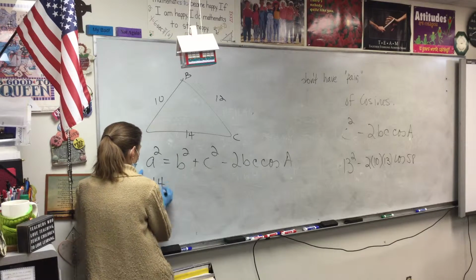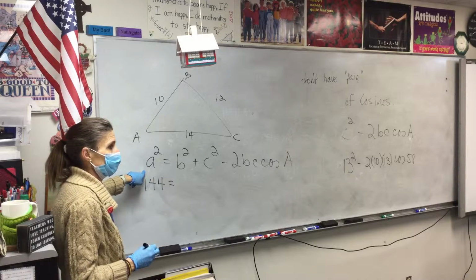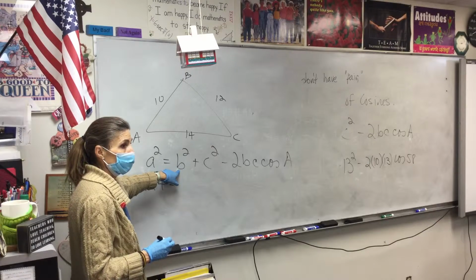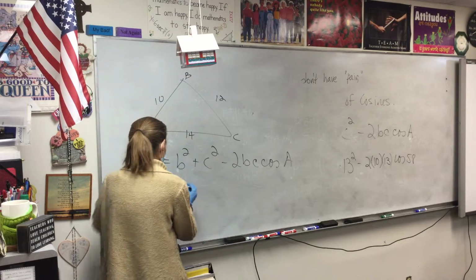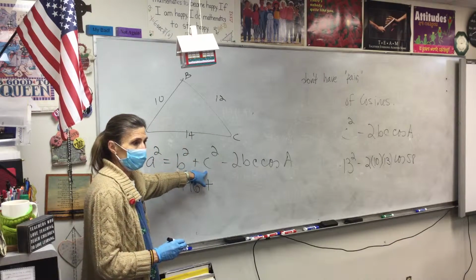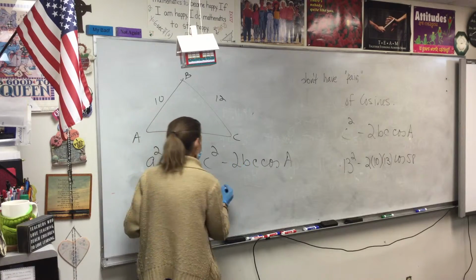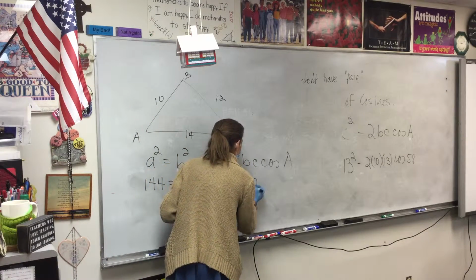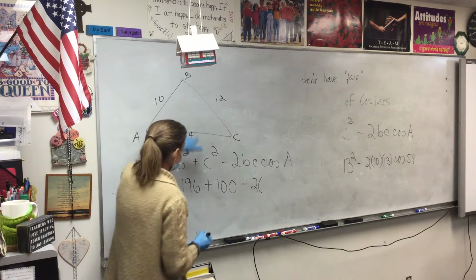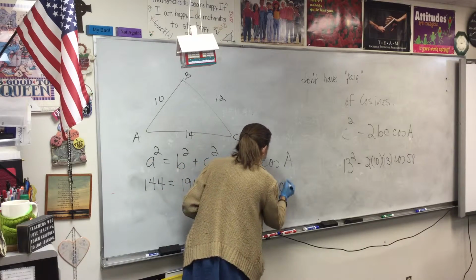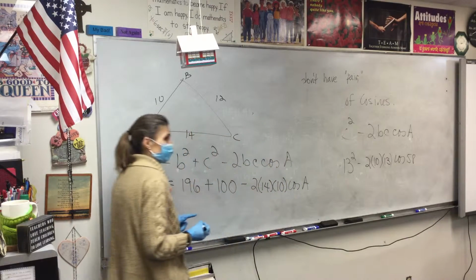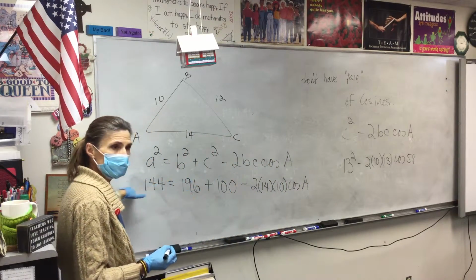I'm gonna go ahead and put 144. You okay with that? Now, do I have B? What's 14 squared? 196. Do I have C? Well, it's 10, so squared would be 100. Minus 2 times 10 times 14. Do I have angle A? That's my variable. So take a look at that. Does that make sense to you?